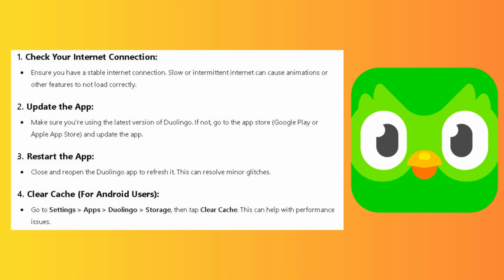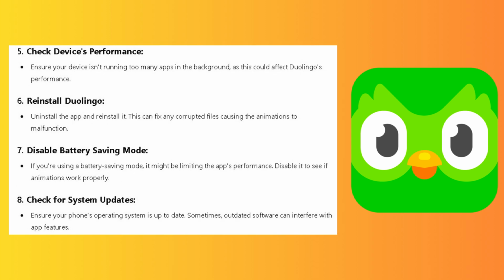Clear cache. For Android users, go to Settings, App, Duolingo, then click Clear Cache. This can help with performance issues. Check device performance. Ensure your device is not running too many apps in the background. This can affect Duolingo's performance.